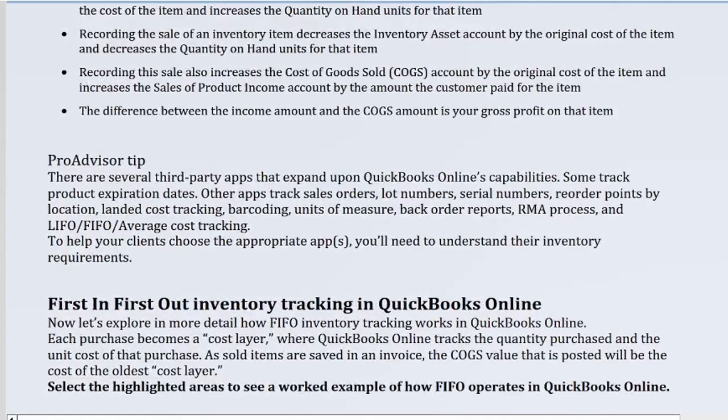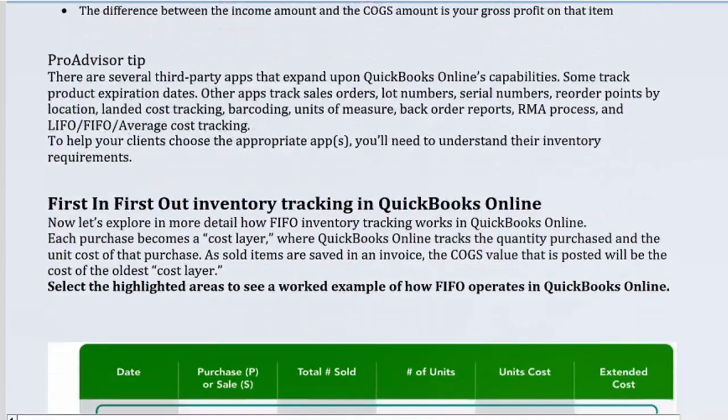Pro Advisor tip. There are several third-party apps that expand upon QuickBooks Online's capabilities. Some track product expiration dates. Other apps track sales orders, lot numbers, serial numbers, reorder points by location, landed cost tracking, barcoding, units of measure, back order reports, RMA process, and LIFO/FIFO/average cost tracking. To help your clients choose the appropriate apps, you'll need to understand their inventory requirements.